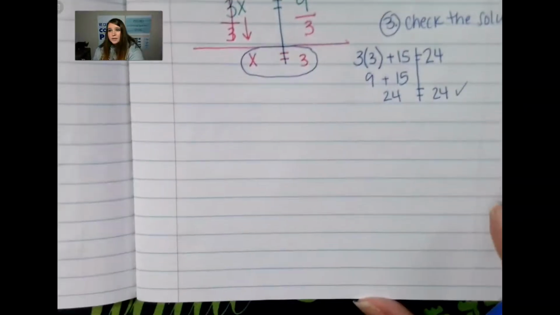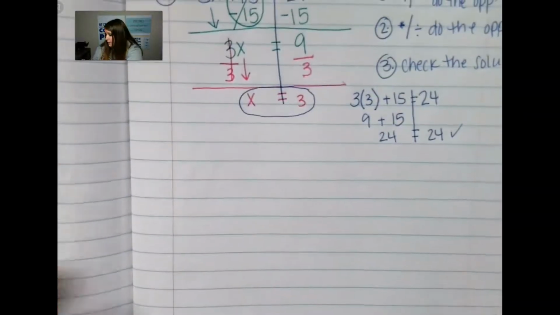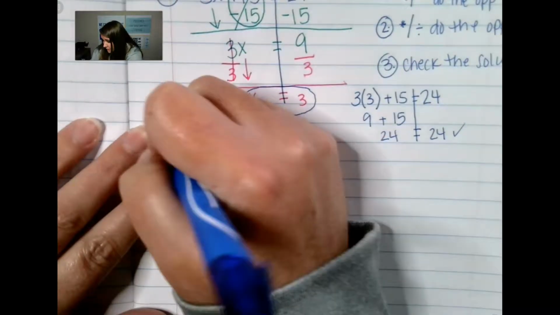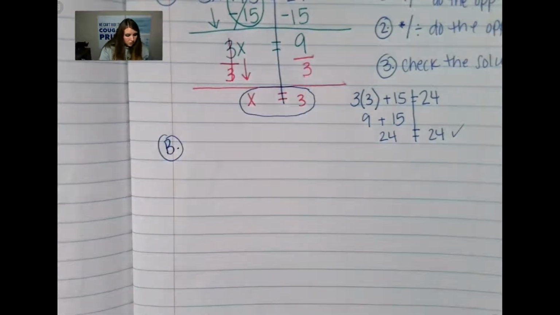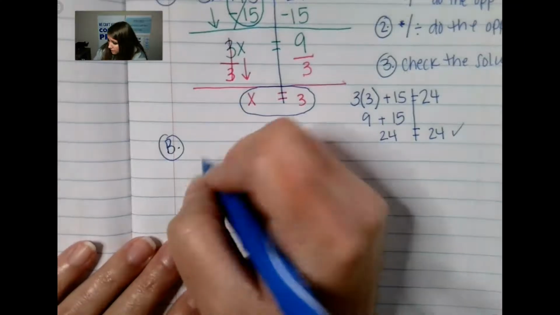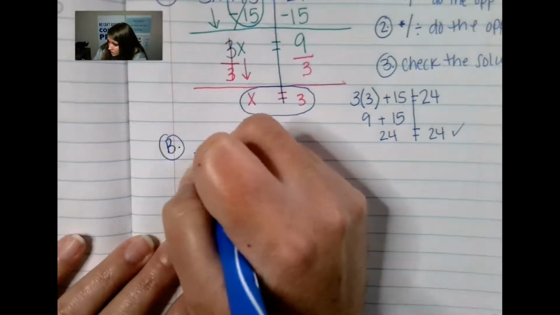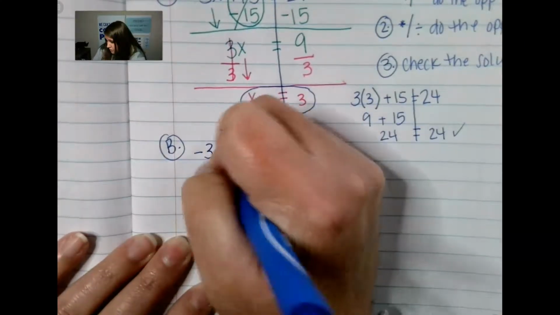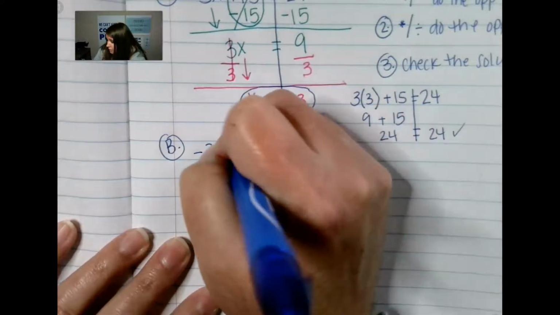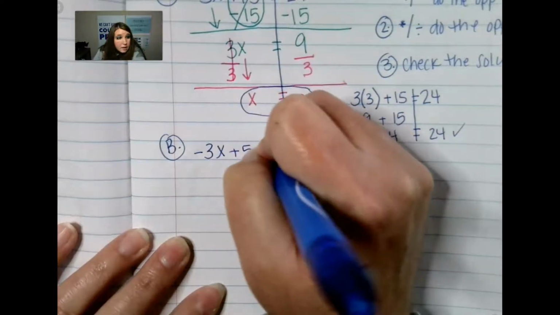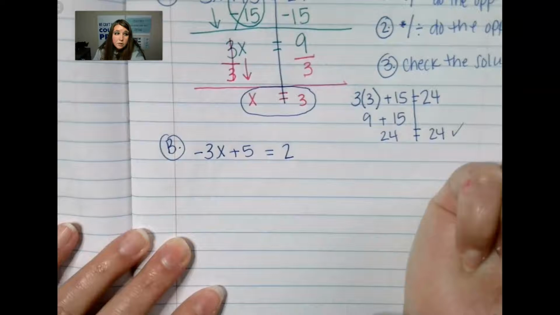Okay, let's do another example because I know that this can be super confusing sometimes. So we're going to go to the next problem here. Let's look at this problem. This problem actually starts with a negative 3x, and on the negative 3x, we have plus 5 equaling 2.